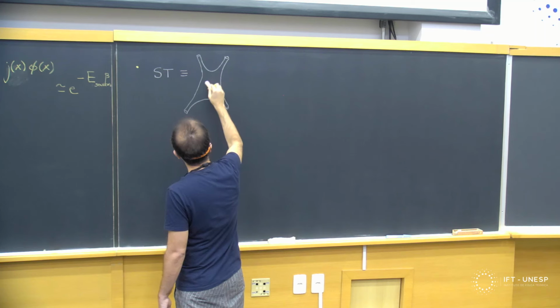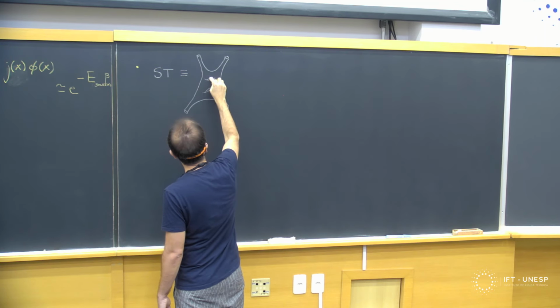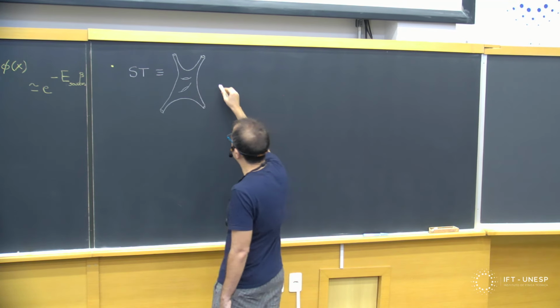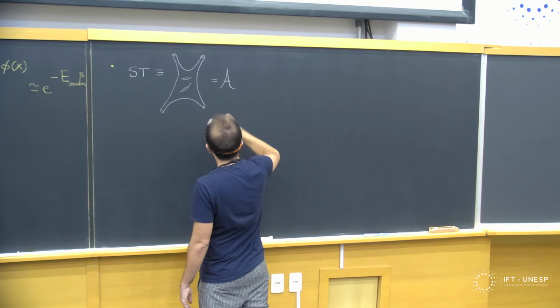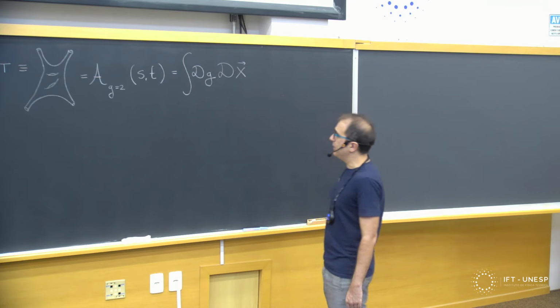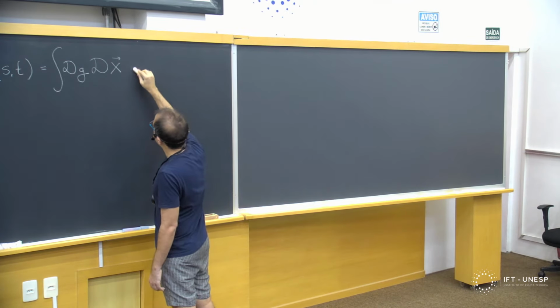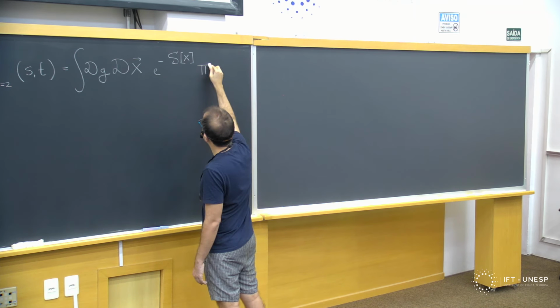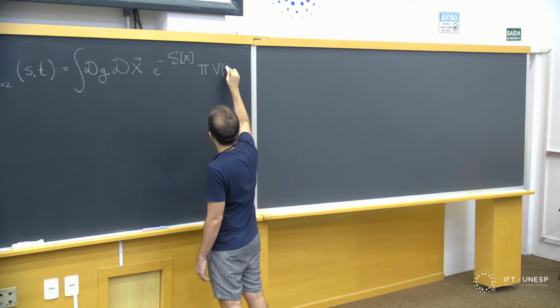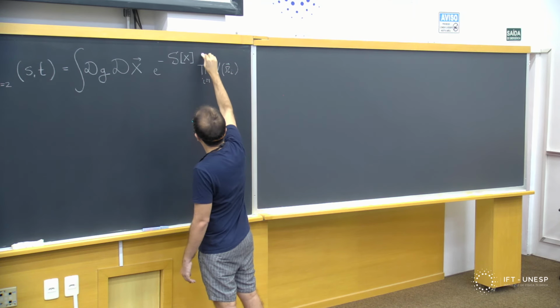You say that you have your string theory, and you consider a surface with a given genus. So this would be an example of a string theory contribution at genus 2. This would be an amplitude for a scattering process at genus g equal 2, that would depend on the Mandelstam invariants of my process. We are going to discuss this in 1 second. And this would be given by what? It would be given by the integral over all shapes of the Riemann surface, the integral over all embeddings of the surface in space-time, and then exponential of minus some action that depends on x, and then a product of vertex operators that I insert at some positions ri, in this case there are 4 of them.